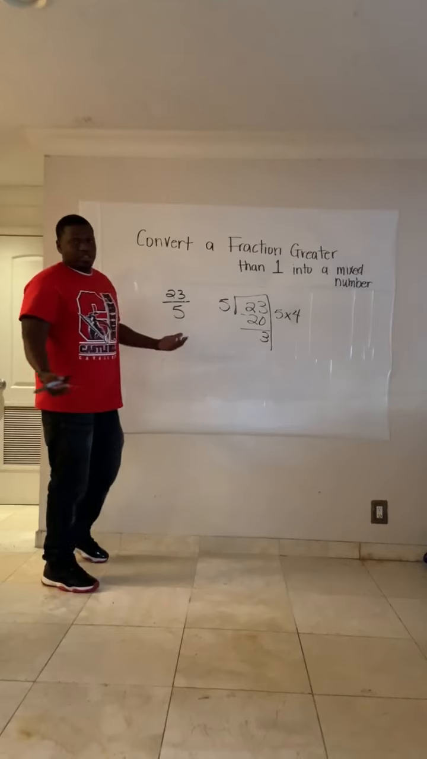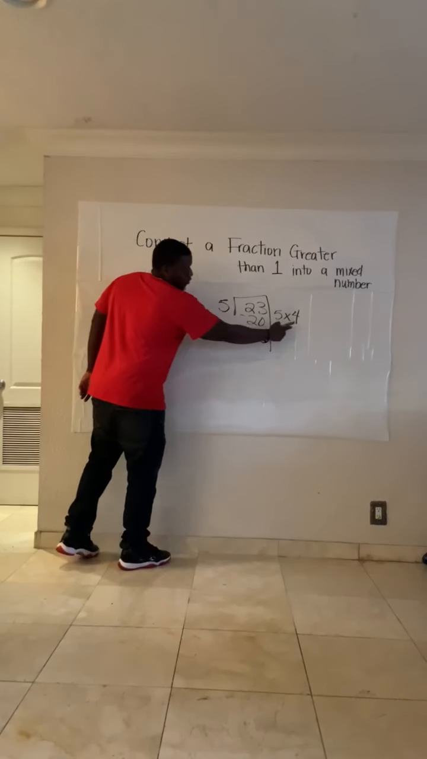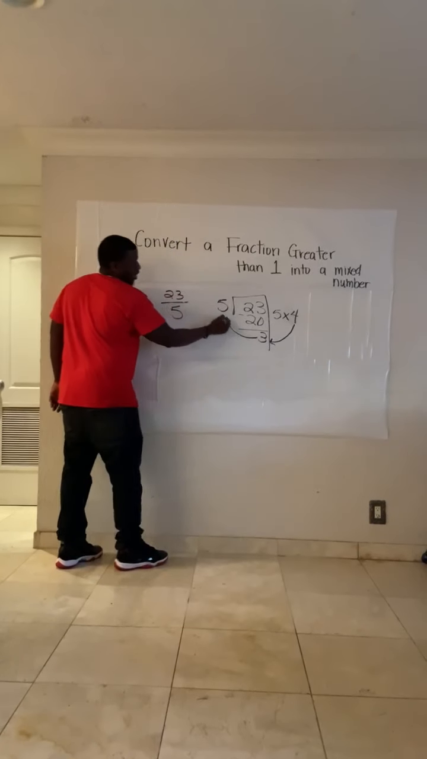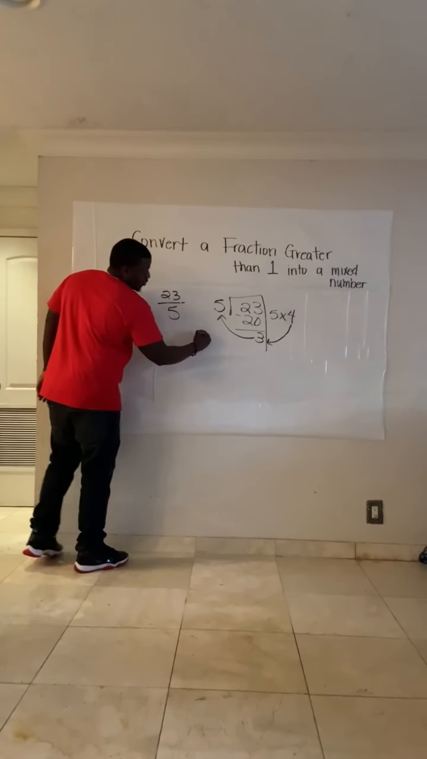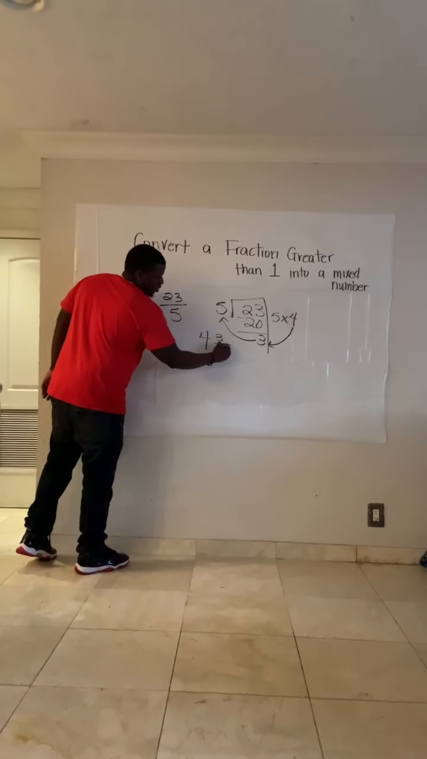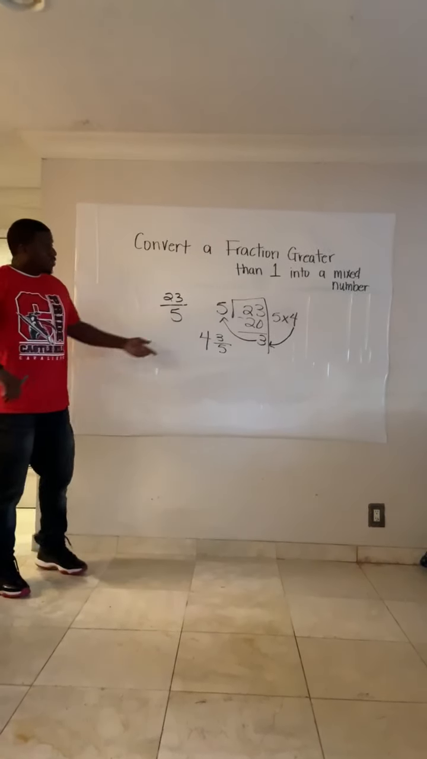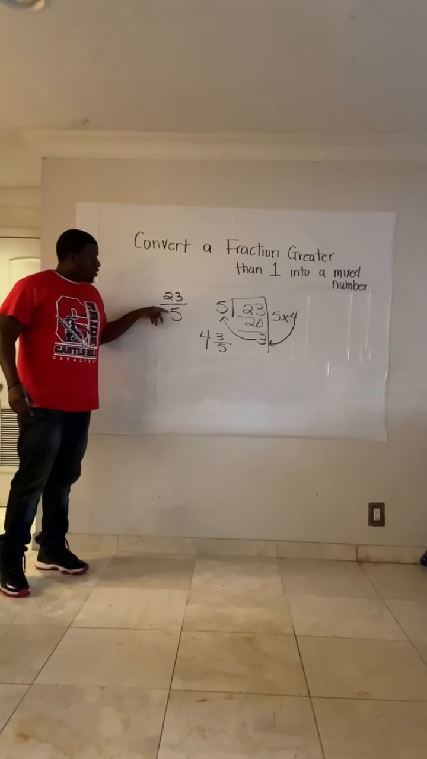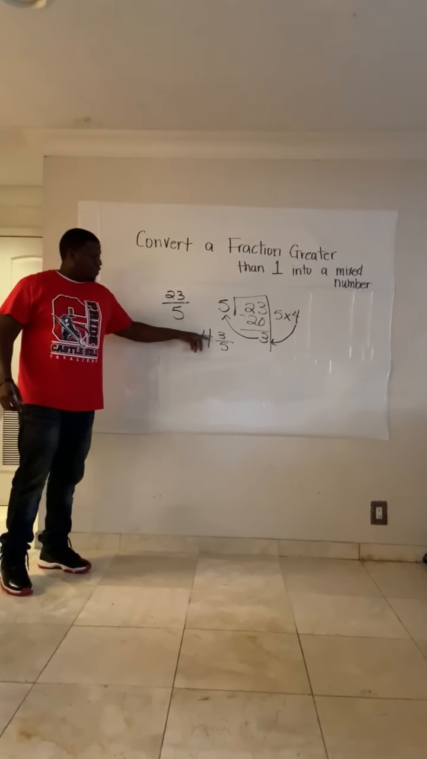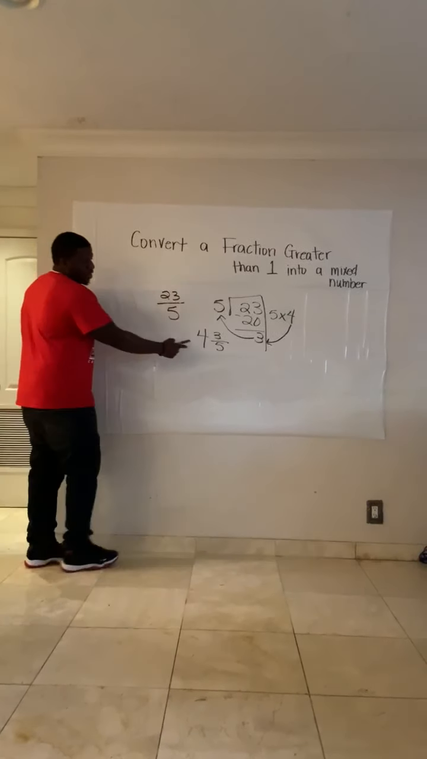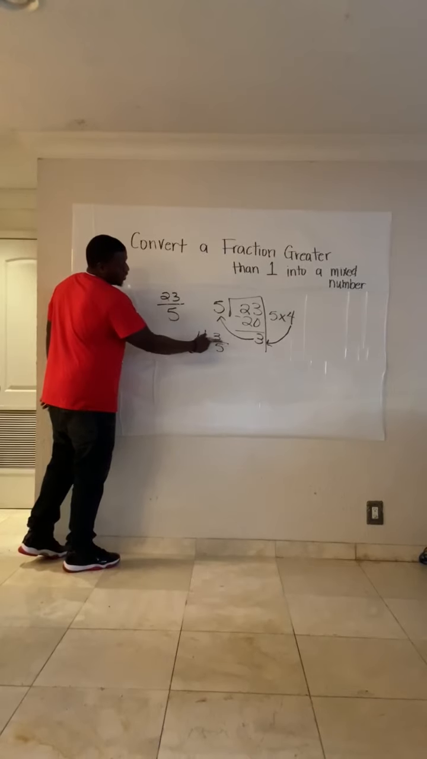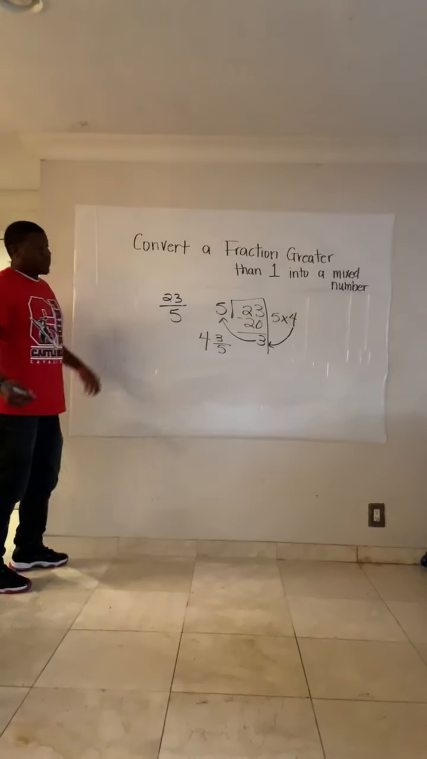How I normally teach my students is 4 as being the whole, 3 as being the numerator, and 5 as being the denominator. So my answer would be 4 wholes and 3 fifths. So we know that 23 fifths, if we convert it into a mixed number, would be 4 wholes and 3 fifths, and I can check that by multiplying 5 times 4, which is 20, and adding 3, that'll give me 23. So that's the same as 23 fifths.